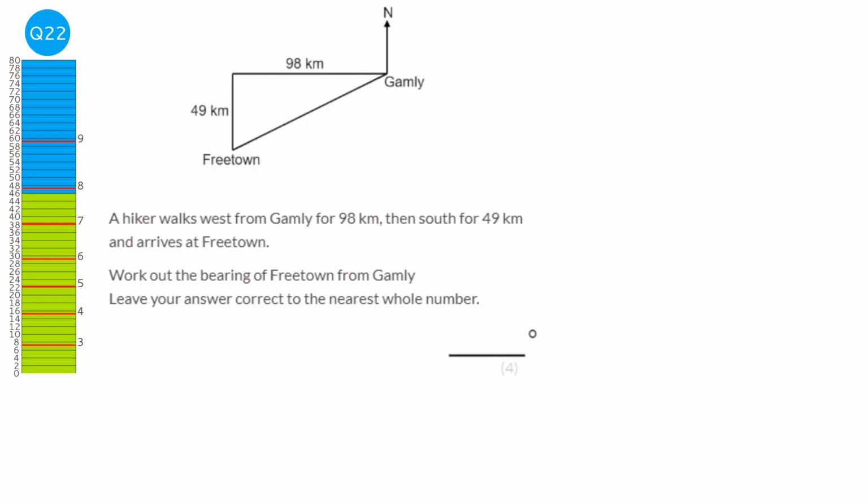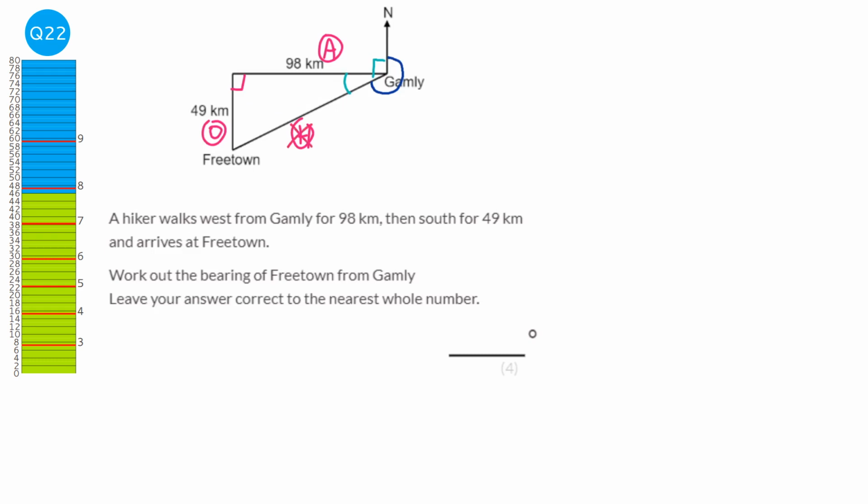So we're asked to find the bearing of Freetown from Gamley. So that is this angle here. And so what we're going to do is we're going to find this angle, and this will obviously be 90 degrees because the hiker walked west, and it's against the west line and the north line, so it's definitely 90 degrees. So we can work out what the bearing is if we know that angle inside the triangle. So we're going to start by labelling the sides. Well, we've got 90 degrees here, we've got hypotenuse here, we've got the adjacent here next to the angle, and we've got the opposite, which is across from the marked angle.